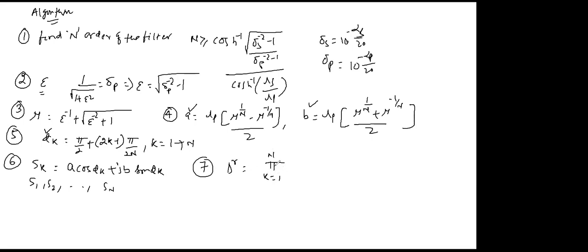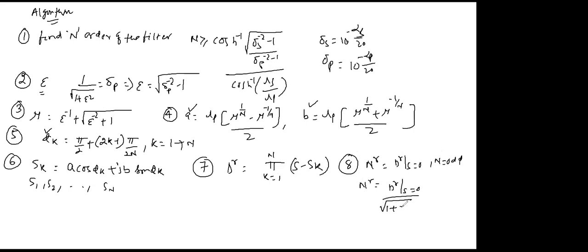Multiplication of k from 1 to n of (s minus sk). Okay. Then what is the eighth step? Find the numerator. The numerator equals the denominator at s equals 0 if n is odd, and numerator equals the denominator at s equals 0 divided by root of 1 plus epsilon square if n is even. Then what is the ninth step? Last step, find the transfer function H of s equals numerator by denominator.